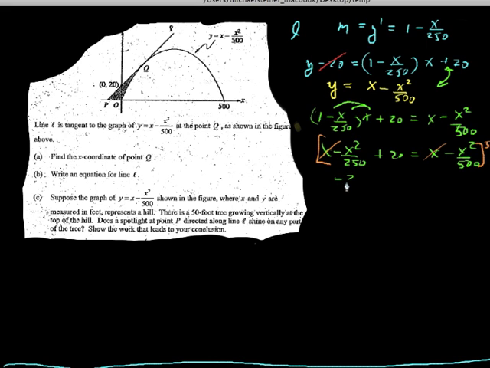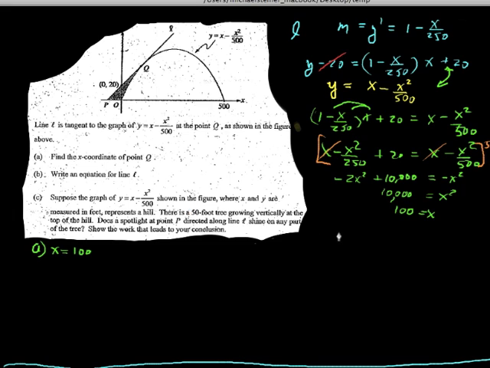So we have negative 2x squared, right? That's 500 times negative x squared over 250, plus 10,000, right? 500 times 20 is 10,000, is equal to negative x squared. So now add 2x squared to both sides. We get x squared is equal to 10,000, or x is equal to 100. So we answered A. A's answer is x equals 100.